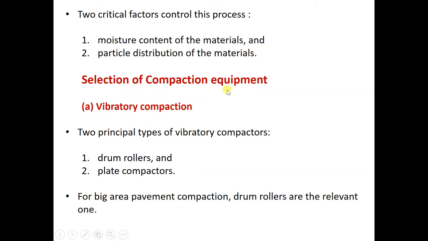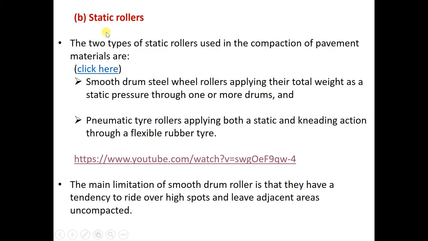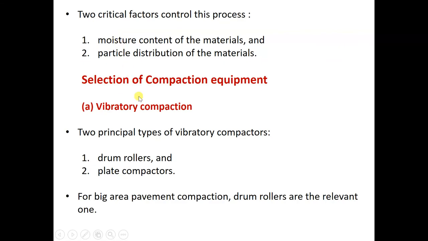Selection of compaction equipment. We have different types of compaction equipment. First is the vibratory compaction. Secondly, we have static compaction or static rollers. The two principal types of vibratory compactors: first is the drum rollers, secondly the plate compactors. The plate compactors are just very small machines for compacting the building site, for example for a very small job, or for some pavement, some road repair. Just a very small area. For a big area, you need to use the drum rollers.